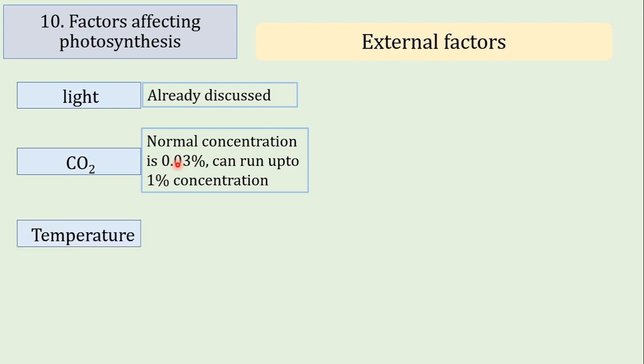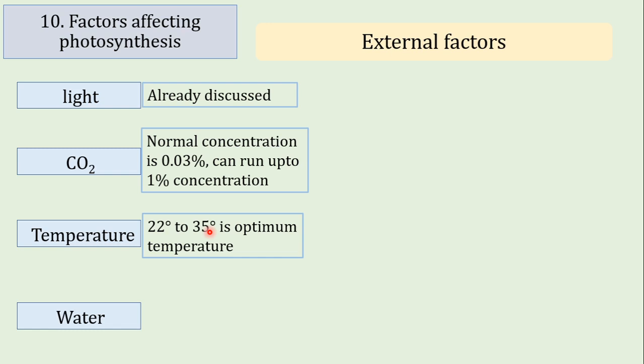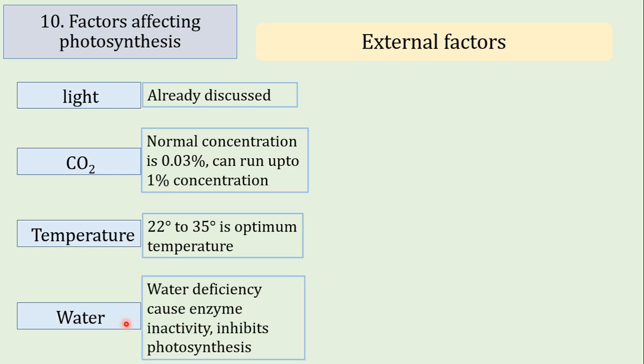What is the effect of temperature? 22 degrees Celsius to 35 degrees Celsius is the optimum temperature for the photosynthesis process. We know that water is essential for the survival of any kind of cell, any kind of living being. So if there is a shortage of water, then the enzymes in the cytoplasm, or the enzymes engaged in the photosynthesis process, cannot work properly, so the photosynthesis process will be inhibited.